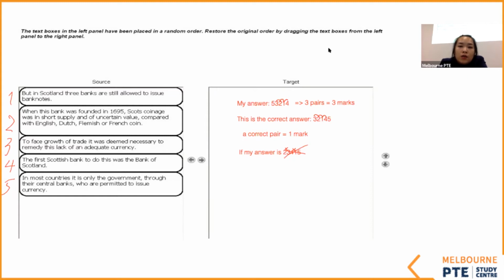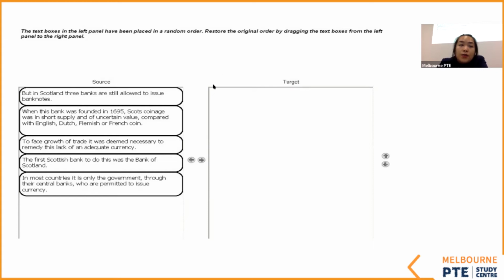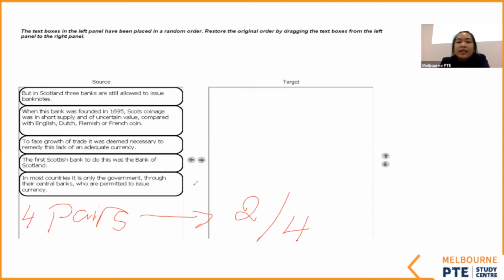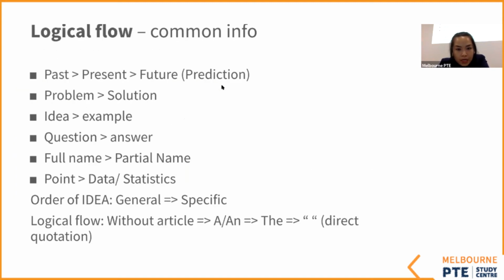So for reorder paragraph, what I want you guys to do in your exam is try your best to get the correct pair. For example, in this question, they have 4 pairs, right? All I need is for you to try your best to get at least 2 out of 4. I don't ask you to get the perfect score. If it's easy, you can get the perfect score. That's good. But if it's not that easy, try your best to get the pair. Right. Next one.